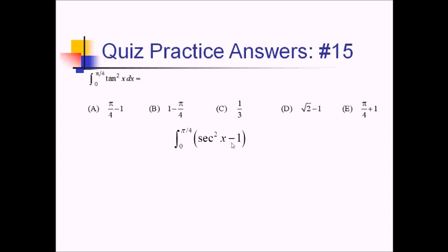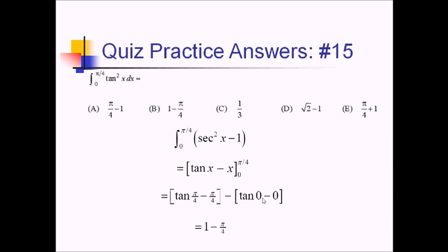So here's what we're actually looking at for a function here. And this is good because we know the antiderivative of secant squared is just tan. So that's tan of x. And antiderivative of negative 1 is just negative x. And again, evaluating that from 0 to pi over 4. Okay, well, we're going to have all this stuff with pi over 4 plugged in, minus all this stuff with 0 plugged in. Over here, I happen to know tan of pi over 4 is just 1. So we've got 1 minus pi over 4.